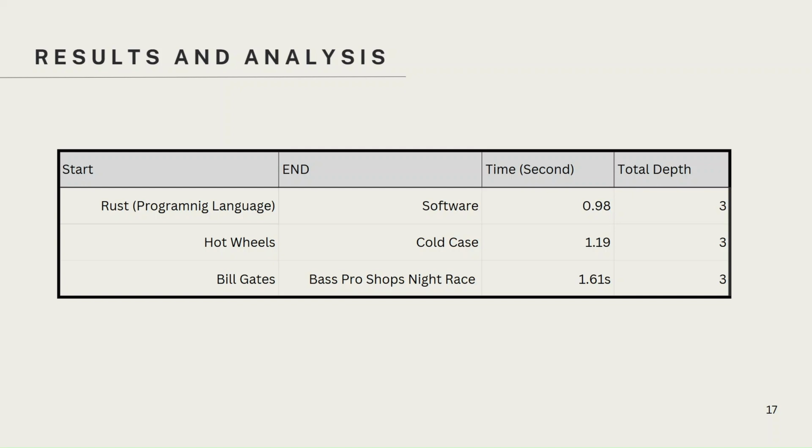Anyway, for Rust programming language to software, the time was 0.98, which is a total depth of 4, or 3, which is the start, and then 3 more. And then Hot Wheels to Cold Case, it was also 3, but it took a little bit longer. And then Bill Gates to Bass Pro Shops Night Race, which is a NASCAR race, it was also 3 iterations, and it took a little bit over 1.5 seconds.